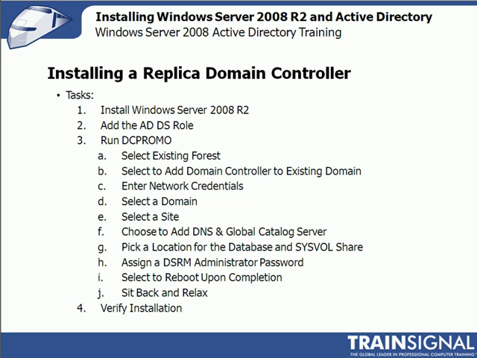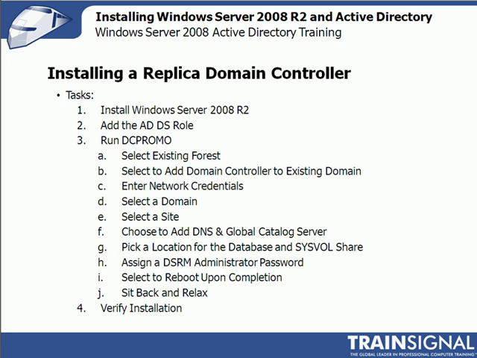When it comes to installing a replica domain controller, the steps are going to be almost identical. Step 1 is install Windows Server 2008 R2. We have to install the operating system on another computer. Step 2, add the Active Directory Domain Services role, just like we did before. Step 3, run DCPromo, just like we did before. And by the way, for installing Windows Server 2008 R2, I didn't break that down into all the individual steps. Just do the exact same thing we did the first time. When it comes to DCPromo, I did list the steps for you though, because they change a little bit.